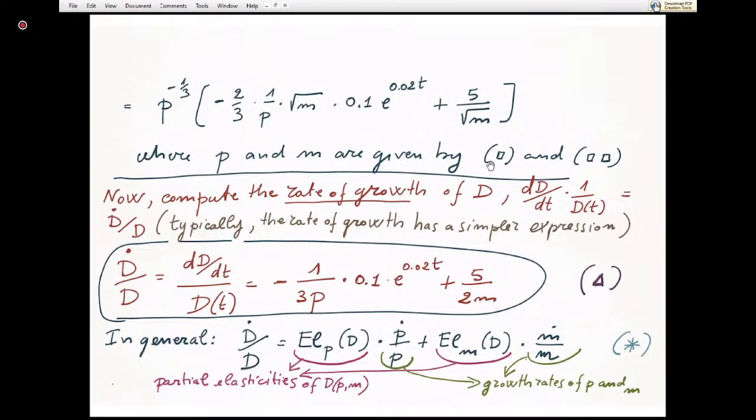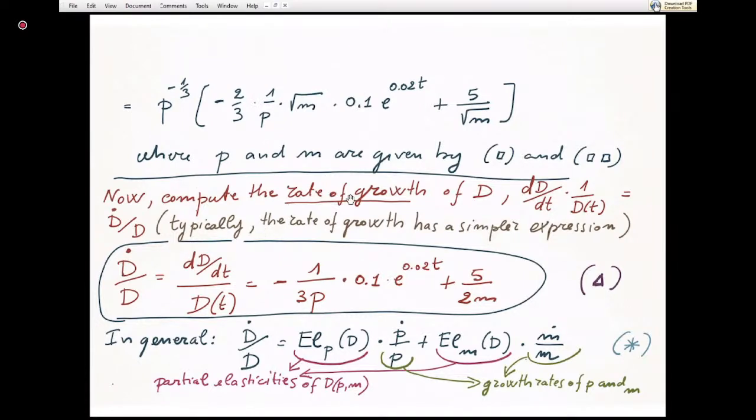P and M are given by, of course, their definitions in terms of time. So in principle, it depends on what you have to do, but in principle, you should replace here P as a function of time, M as a function of time. So it's a very long formula for the result. But here you see the structure, which is much more convenient.